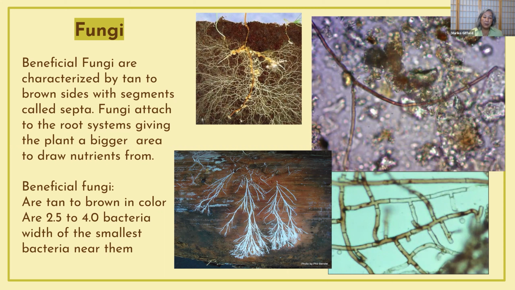And on the other two, that's how you can see the reach of the fungi, the mycorrhiza, and the mycelium that's moving out from the root zone into the area on all sides, in all directions. So it gives that benefit. Beneficial fungi are characterized by tan to brown sides with segments called septa. Fungi attached to the root systems give the plant a bigger area to draw nutrients from. Beneficial fungi are tan to brown in color, and are 2.5 to 4.0 bacteria widths of the smallest bacteria near them. So that's the piece that you really want to understand.